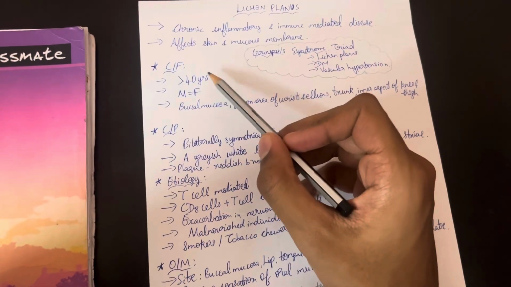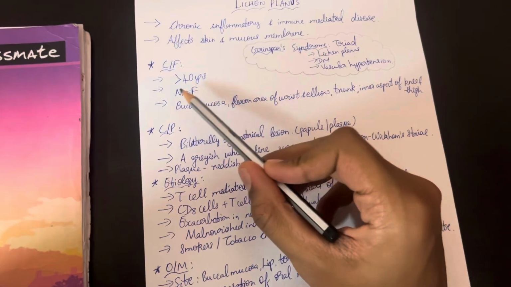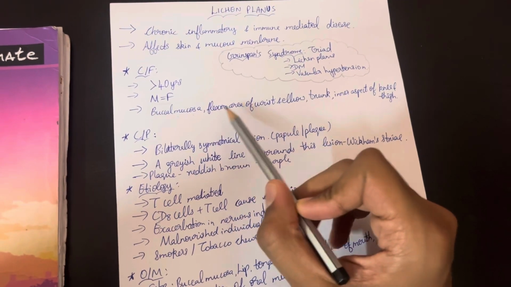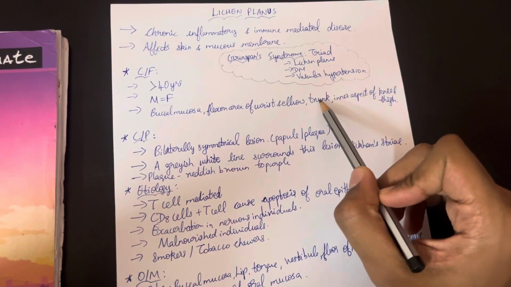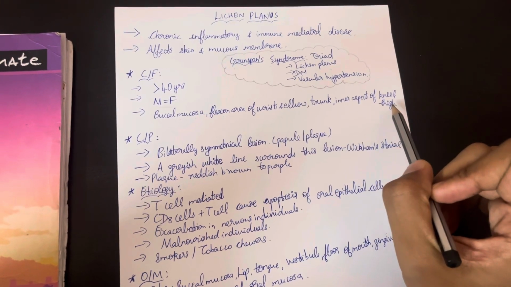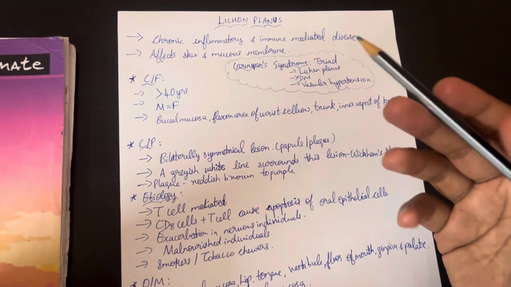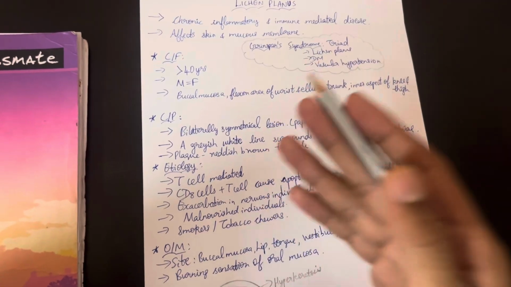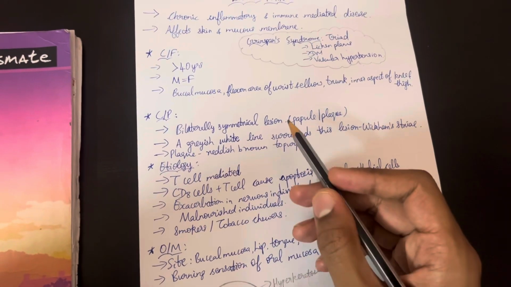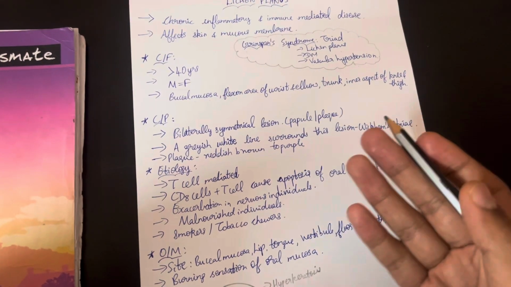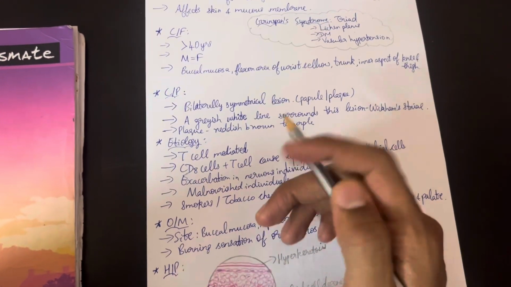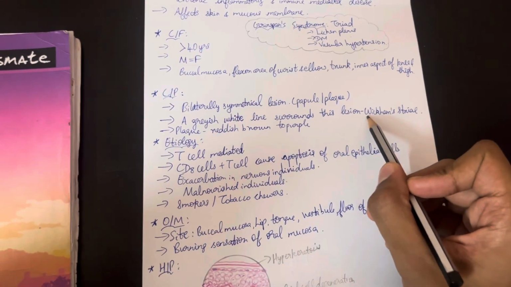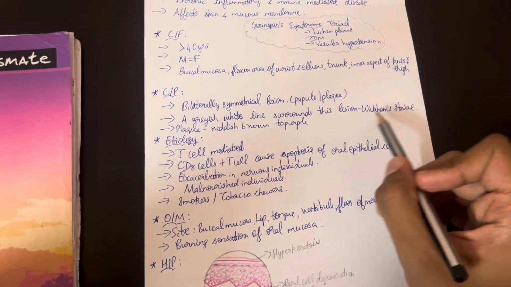the age which is greater than 40 years, and there is almost equal sex predilection. Buccal mucosa, flexor area of wrist and elbow, the trunk, inner aspect of knee and thigh. These are the main areas where lichen planus is seen. Now coming to the clinical presentation, a bilaterally symmetrical lesion, either a papule or a plaque. A grayish white line surrounds this lesion, so it is called Wickham's striae. This is an important point, Wickham's striae.